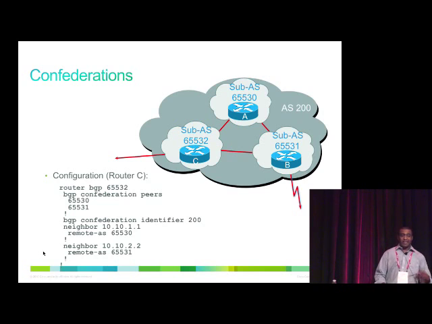So here is an example configuration for confederation. In this case, first you say, I have this confederation, which is 65532, has 2 sub-confederation peers, 65530 and 31. And then you have the confederation ID, the confederation identifier, which is the AS number for the entire autonomous system.